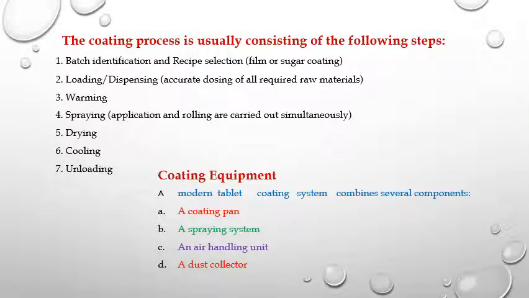The coating process usually consists of the following steps: batch identification and receipt, selection of film or sugar coating. Second one is loading or dispensing. Third one is warming. Fourth one is spraying. Fifth one is drying. Sixth one is cooling, and seventh one is unloading. Now the coating equipment we use for coating. The modern tablet coating system combines several components: coating pan, spraying system, air handling unit, and a dust collector.